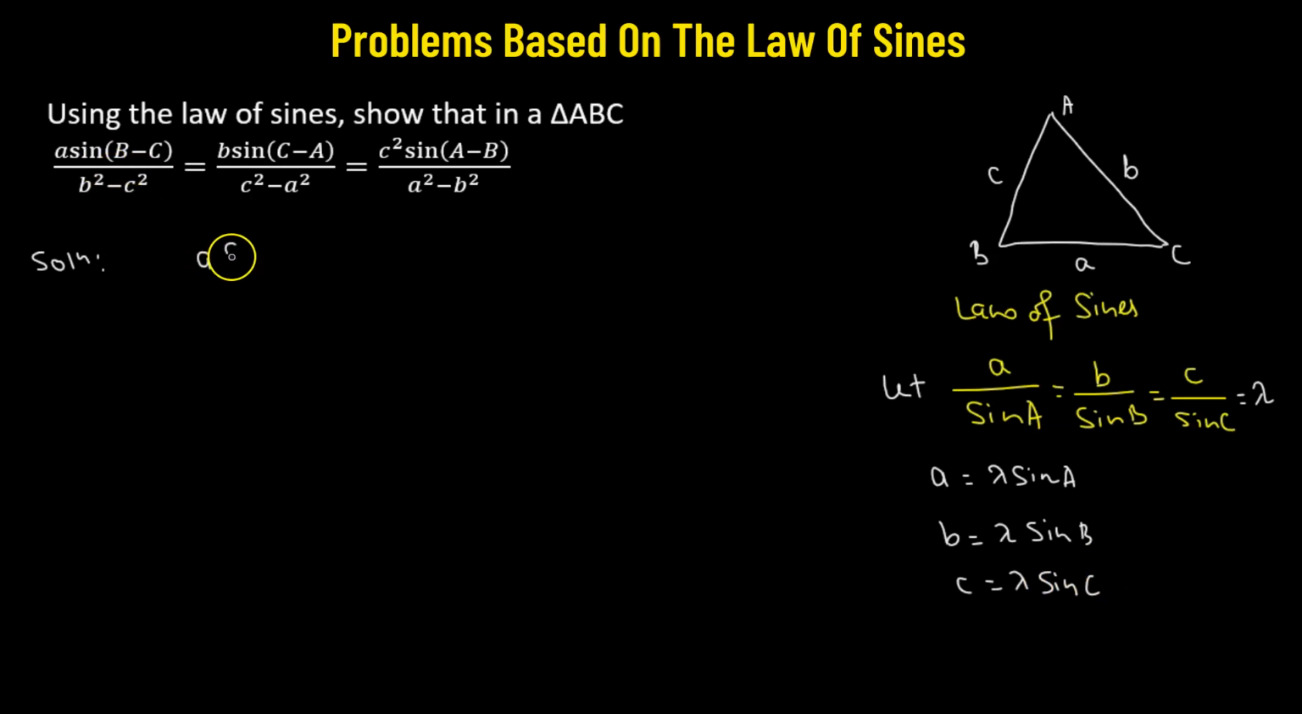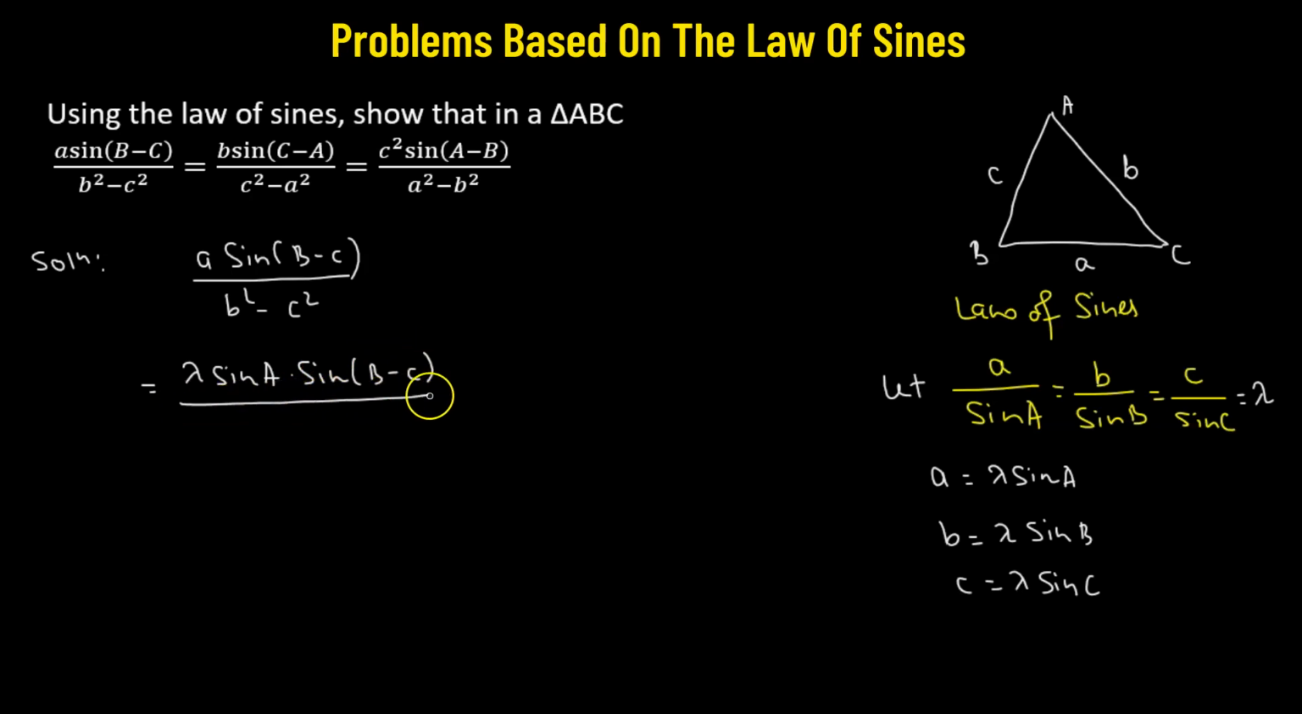We'll begin with a times sine of (B minus C) whole divided by b squared minus c squared. We'll replace the values of a, b and c with the respective values. So a will become lambda times sine A multiplied by sine of (B minus C) whole divided by b squared minus c squared. So b squared will be lambda squared multiplied by sine squared B, and c squared will give us lambda squared times sine squared C.